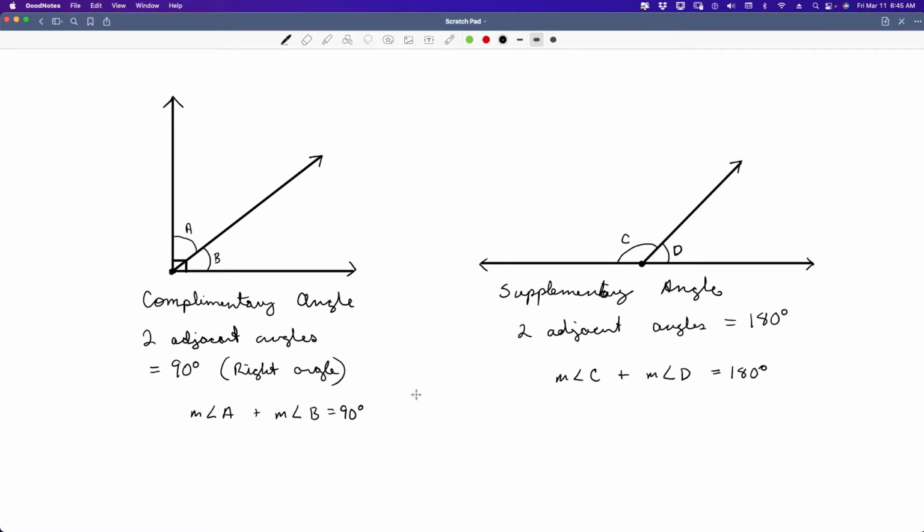Here's how I would try to remember that. Complementary starts with the letter C, right? Supplementary starts with the letter S. If you put those in alphabetical order, C comes before S. Now, if you think numerically, 90 comes before 180 on the number line. So therefore, C and 90 go together, S and 180 go together. If you line this up numerically and you line this up alphabetically, then they match up. C equals 90, S equals 180. Complementary angles are 90 degrees. Supplementary angles are 180 degrees.